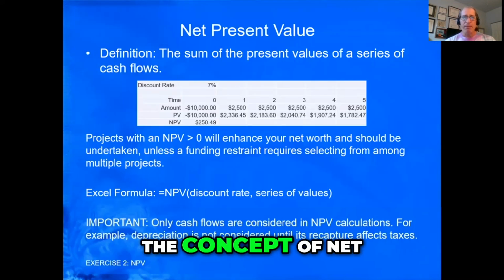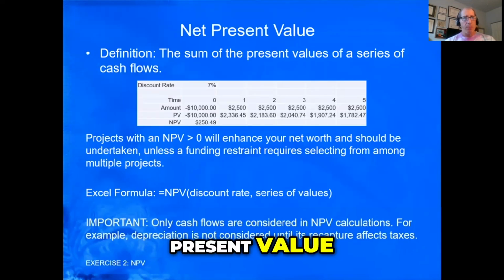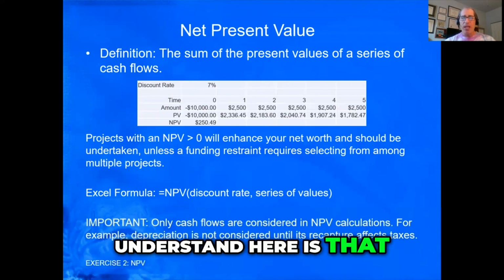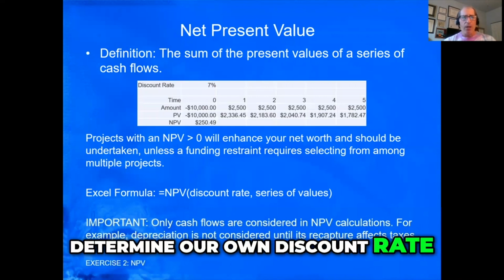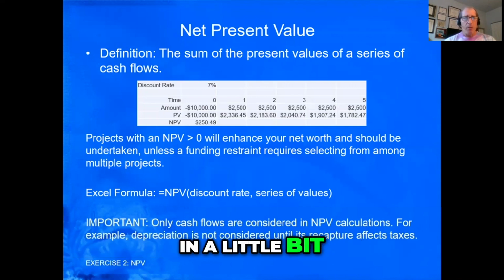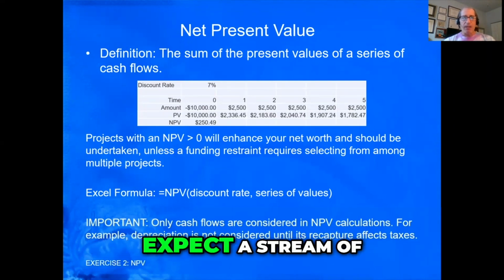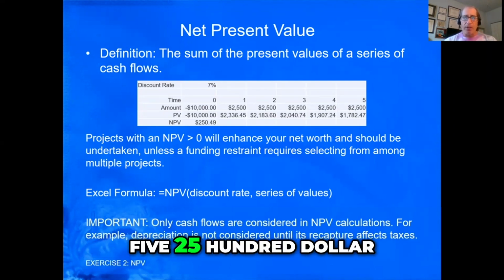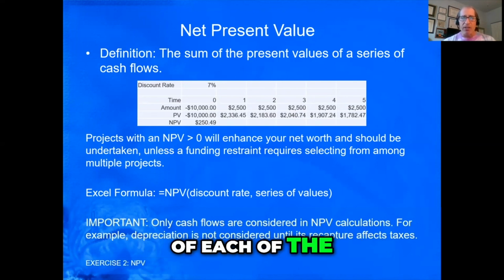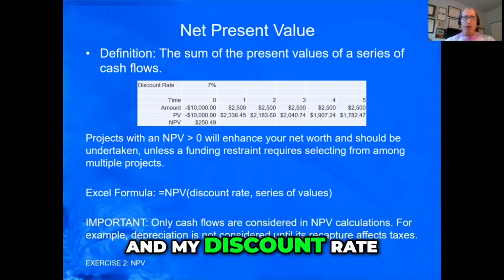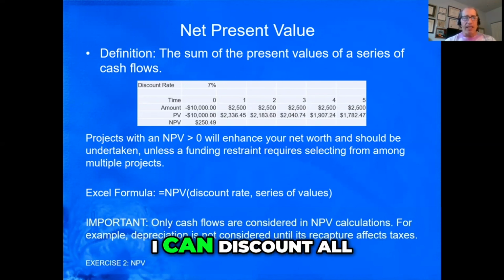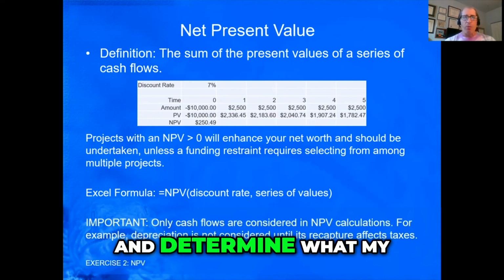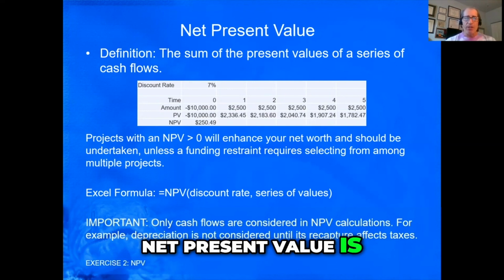Now we come to the concept of net present value. The important thing to understand here is that we each have to determine our own discount rate. We'll get into that in a little bit. But basically, if I invest $10,000 today and expect a stream of 5 $2,500 payouts at the end of each of the next 5 years, and my discount rate is 7%, I can discount all of the cash flows to their present value and determine what my net present value is.